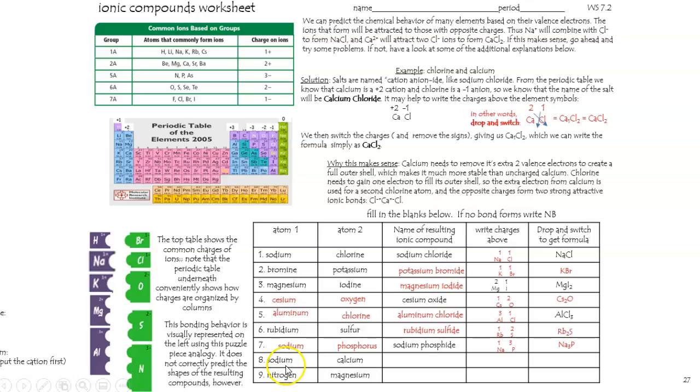Sodium and calcium. Okay, what's with these NRs? Well, sodium is to the left of the staircase, as is calcium. Neither one of these is going to gain electrons. They cannot form an ionic compound. So in terms of the ionic compound that would be formed, it would not. So it did show up right here. If no bond forms, write NR. Tricky, huh?